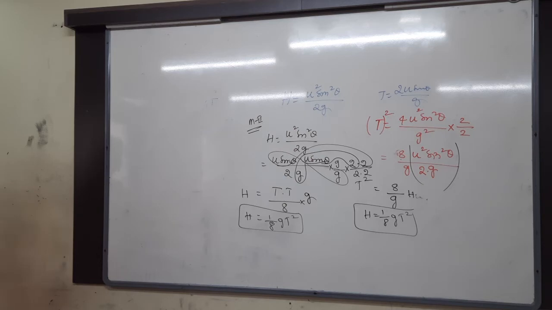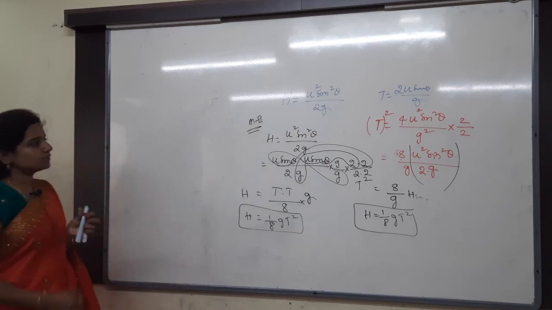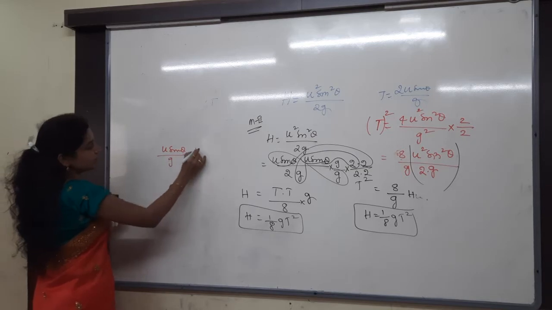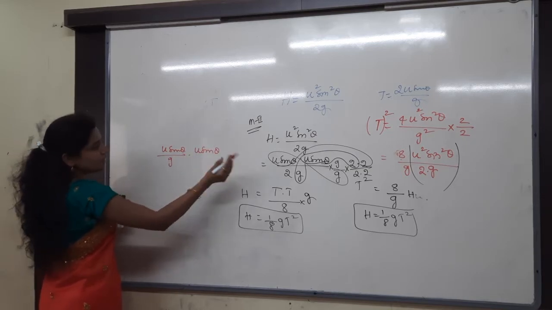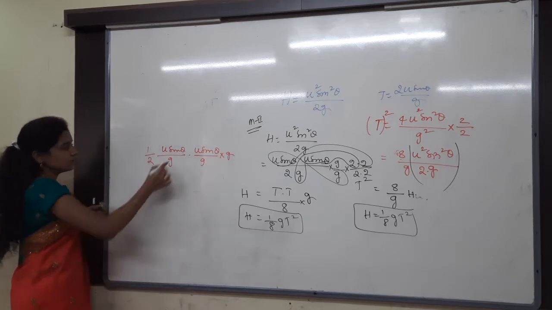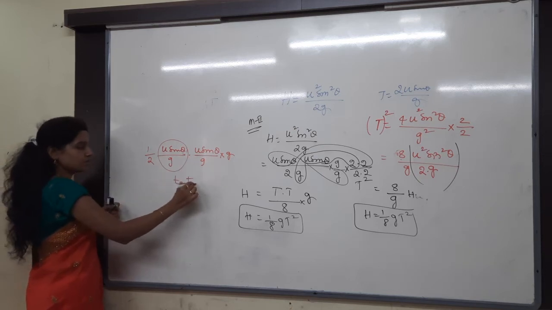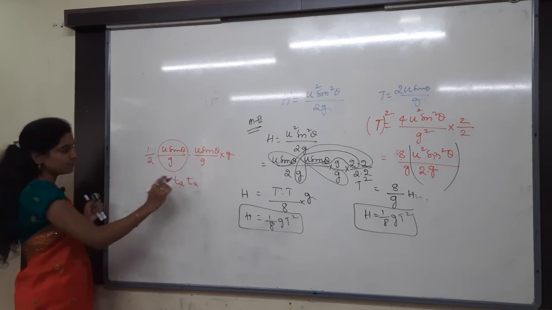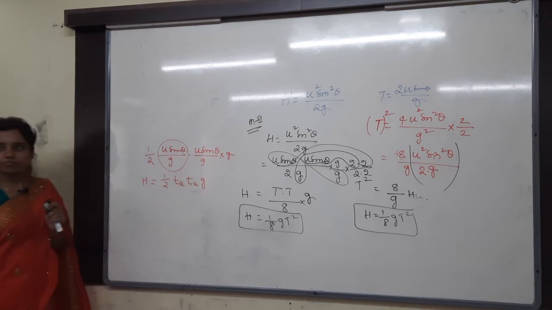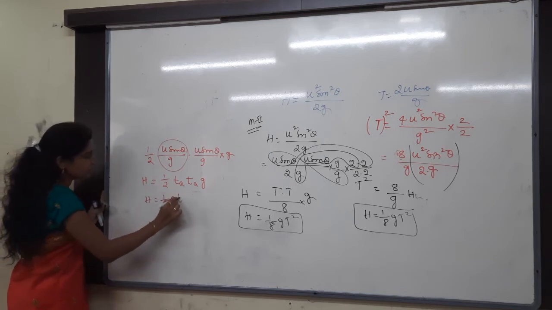Then you can even write this one in the form of time of ascent and time of descent. u sin theta by g and then u sin theta by g. I take 1 by 2 by g and then into g, I am doing. u sin theta by g, what is that? Time of ascent. Time of ascent or time of descent, anything you can take, into g, that is equal to h. Then what I can write simply, h is equal to half g T_A square.